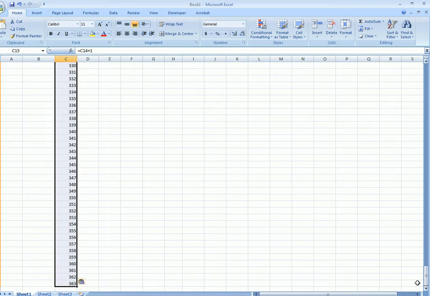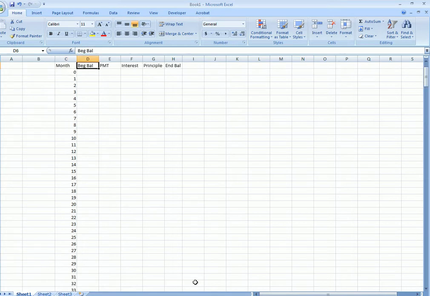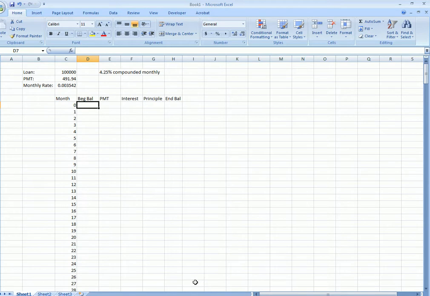Let's see how far down that took us. Alright, a little bit farther than we needed to go. We hope to have this thing paid off, so I'm just going to delete what I don't need. Now the beginning balance, I'm going to pull from the loan amount. So all I'm doing is going to that beginning balance month 0, hitting equals, and then going over to where my loan value is stored. Now I want to lock this cell in place, so I'm going to hit F4.